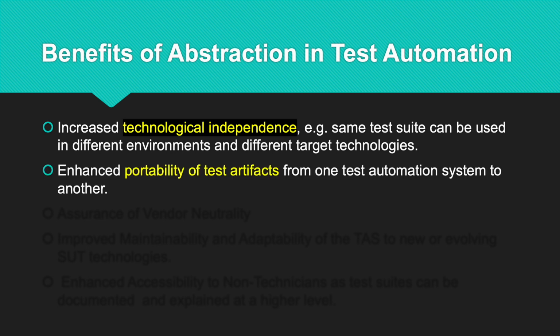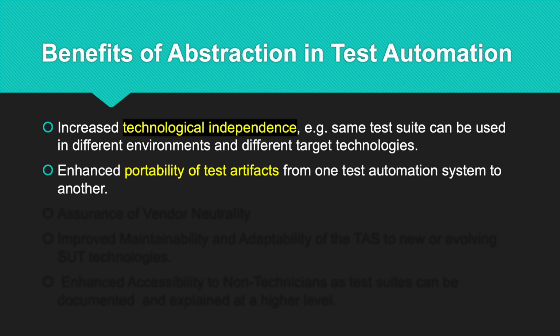The next one is portability. Abstraction enables test scripts and frameworks to be portable across different environments, platforms, and technologies, ensuring consistent test execution and results across diverse testing scenarios.